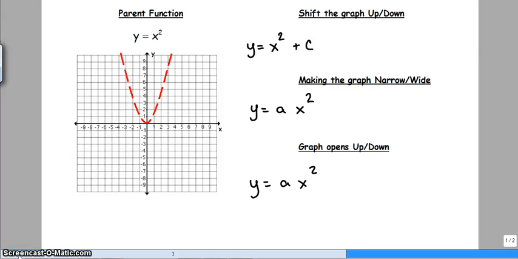Okay, so we are graphing quadratic functions. We are graphing parabolas. What I need us to take a look at here is our parent function. In our parent function, it's just y equals x squared. We're not adding or subtracting anything. We're not multiplying x squared by anything.